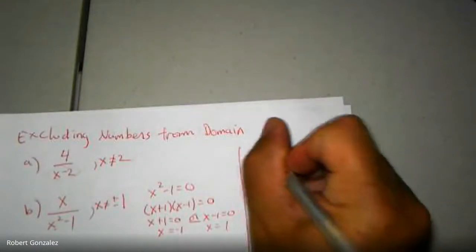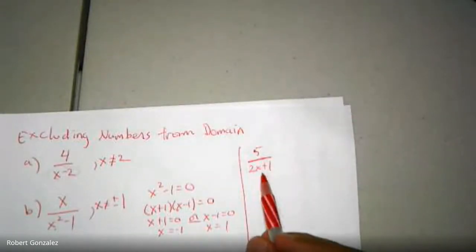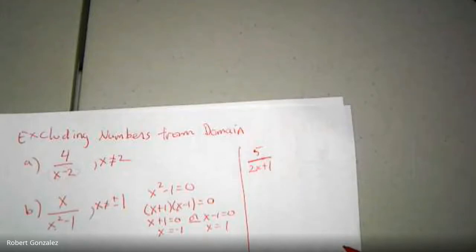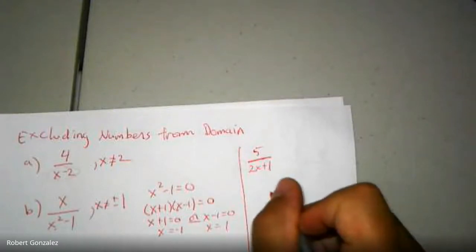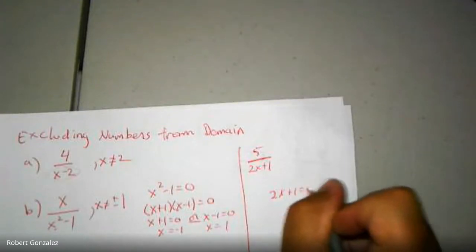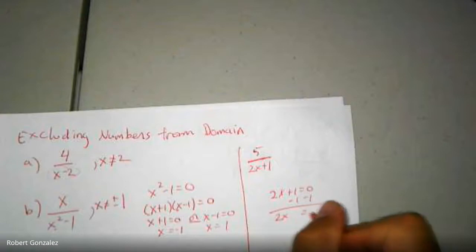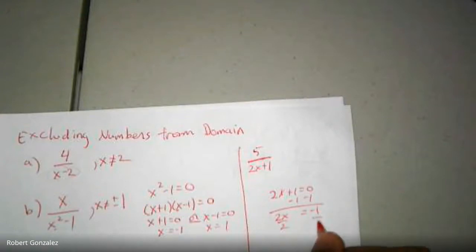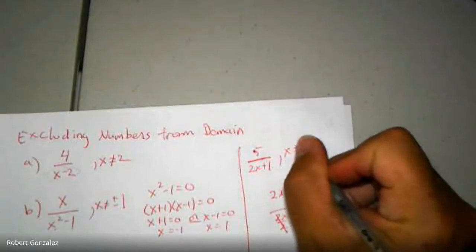What about 5 over 2x plus 1? What value of x cannot be part of the domain for this rational expression? Well, make the bottom equal to 0. 2x plus 1 equals 0, and solve it. Minus 1, 2x equals negative 1. Divide by 2, and I can see that x equals negative 1/2 is the value that makes this denominator equal to 0. So I'm going to say x cannot equal negative 1/2.